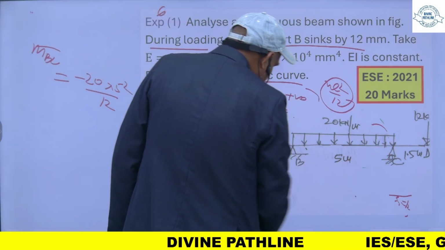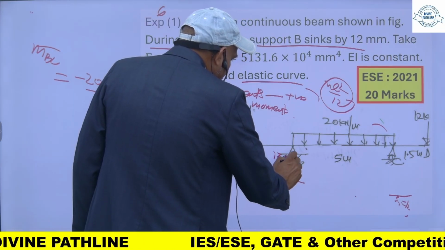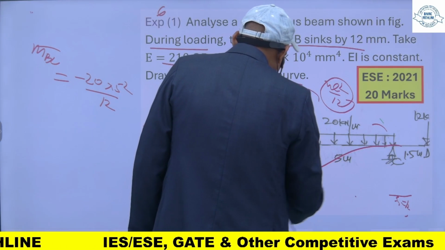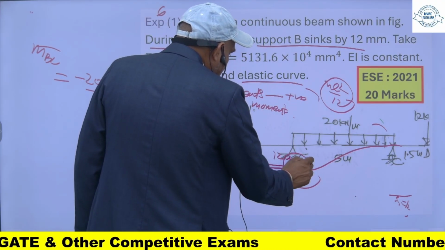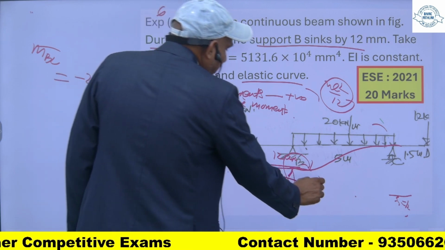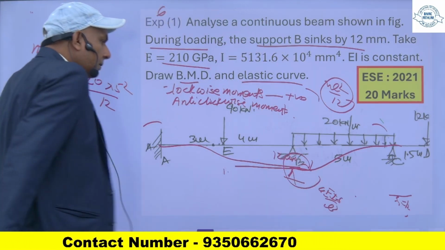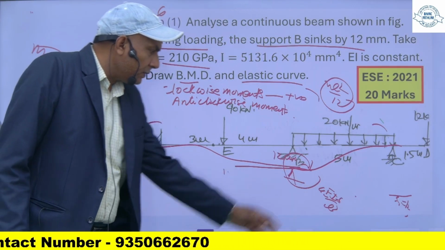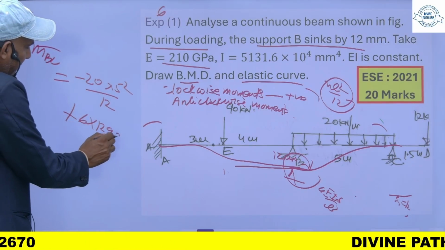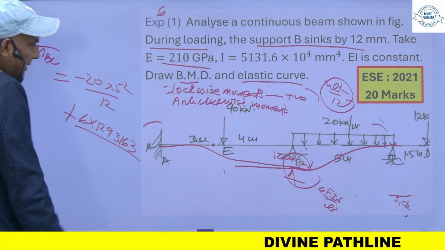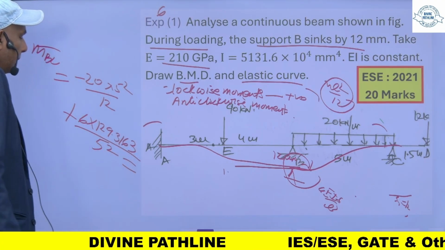So this support is basically there is a 12 mm sinking. So it is like this. So it means because of this sinking, moment will be 6 EI delta upon L square. This is clockwise, so it will be positive. So 6 EI delta is equal to 129.3163 upon L square, L is 5 square. You will get the value of MBC.